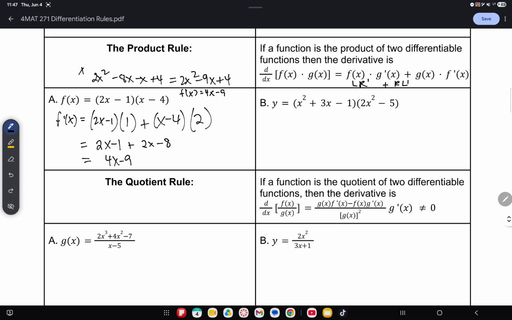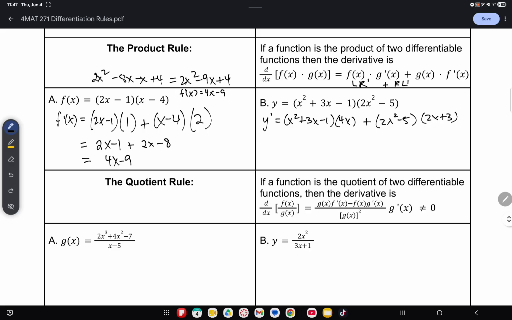Arguably, this example might have been quicker to multiply it out, but sometimes maybe there's big functions that don't multiply out like that. Like think x and then sine of x. Nothing we can do there to make it easier. So we'd have to do product rule. So let's try it again here. So I do the left function times the derivative of the right plus the right function times the derivative of the left.